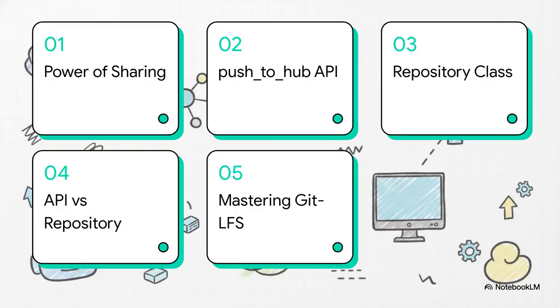Here's what we're looking at today. 1. The power of sharing. 2. The push to Hub API. 3. The Python repository class. 4. API versus repository class. And finally, 5. Mastering Git LFS.